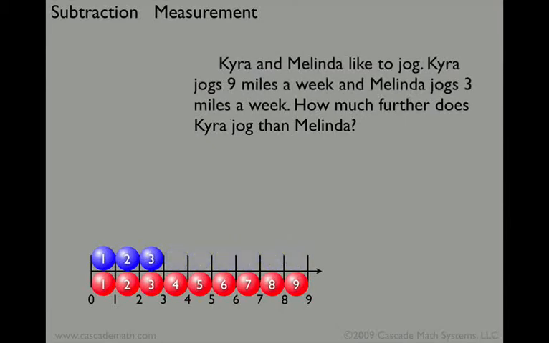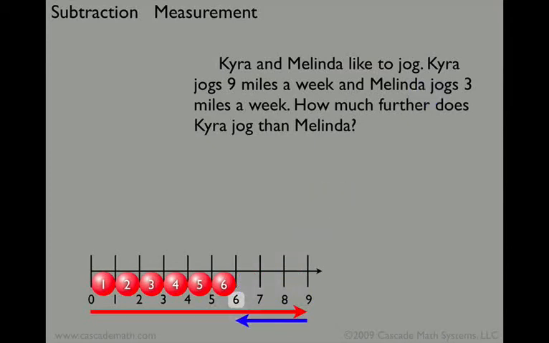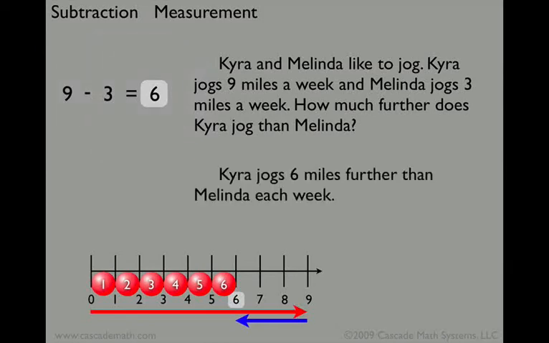Let's look at another way of solving this problem. If I took the distance Kira jogs and subtracted the distance Melinda jogs from it, the answer would tell me how much further Kira jogs. 9 minus 3 equals 6. Kira jogs 6 miles further than Melinda each week.